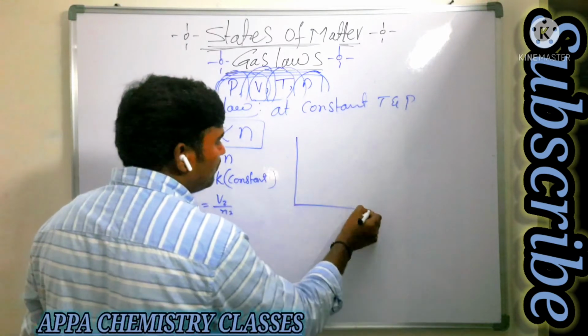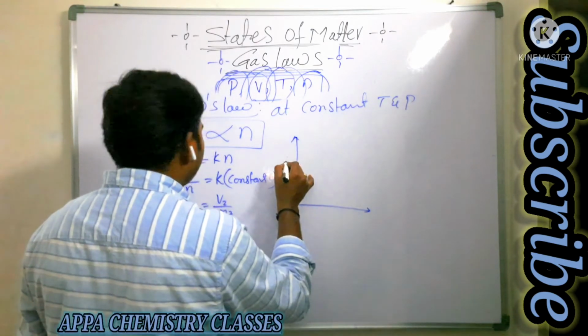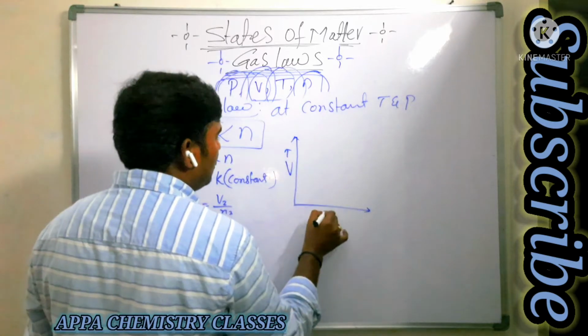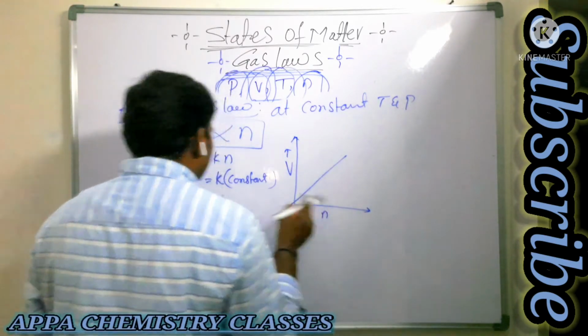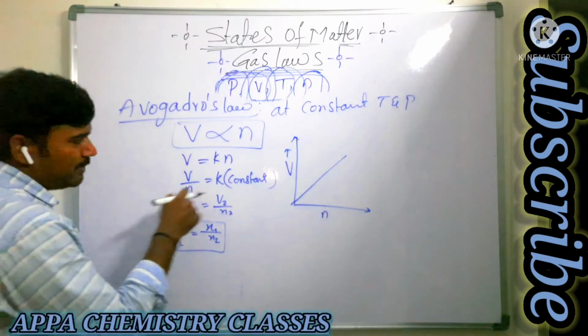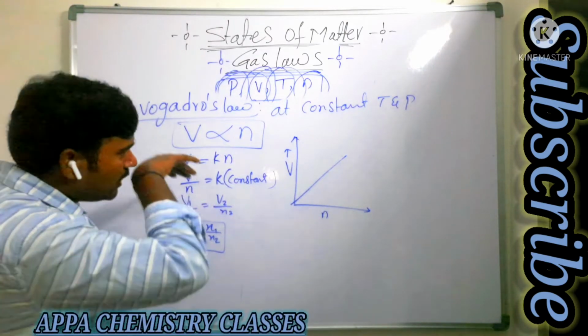You can plot a graph between volume versus number of moles. It is directly proportional, like this. So we get graphs like that, and the V by N value will always remain constant.